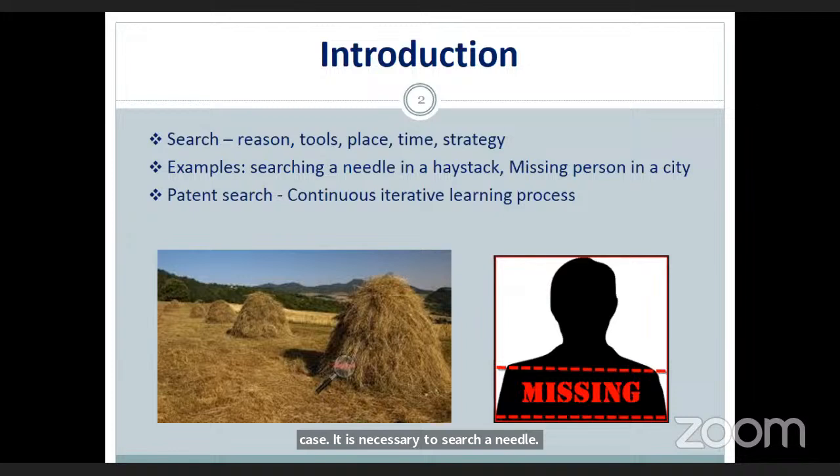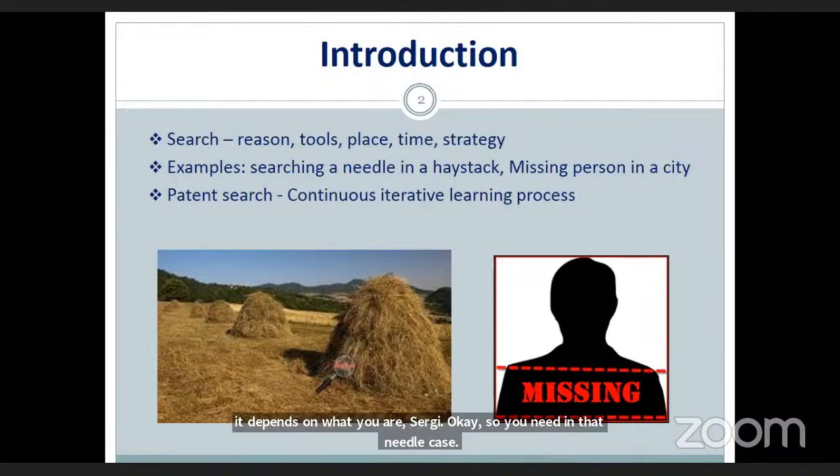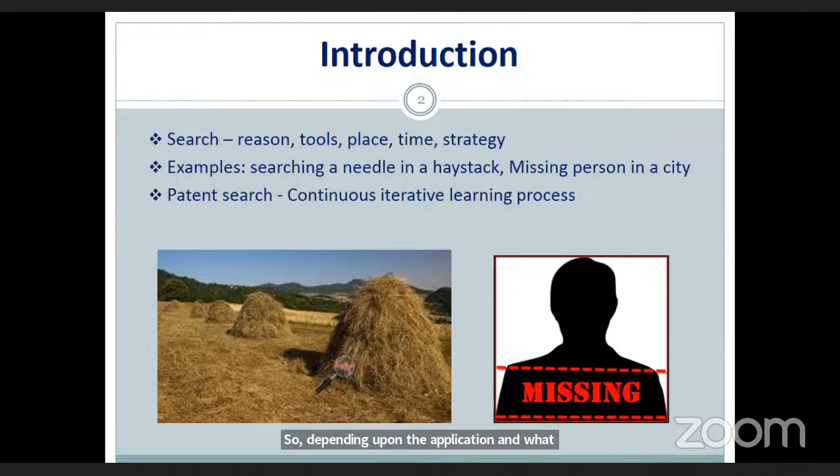But in another situation like a missing person, it is better to search in that particular place and also in other places. It depends on what you are searching. In the needle case, depending upon the application and what you are searching, the tools and other things may vary. But for a missing person search, you will look in your locality and also in other localities. So place is important, and time is also important.